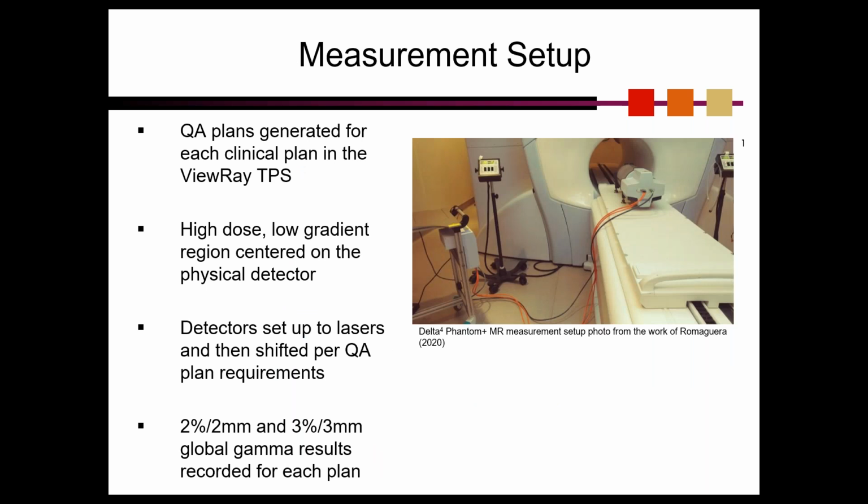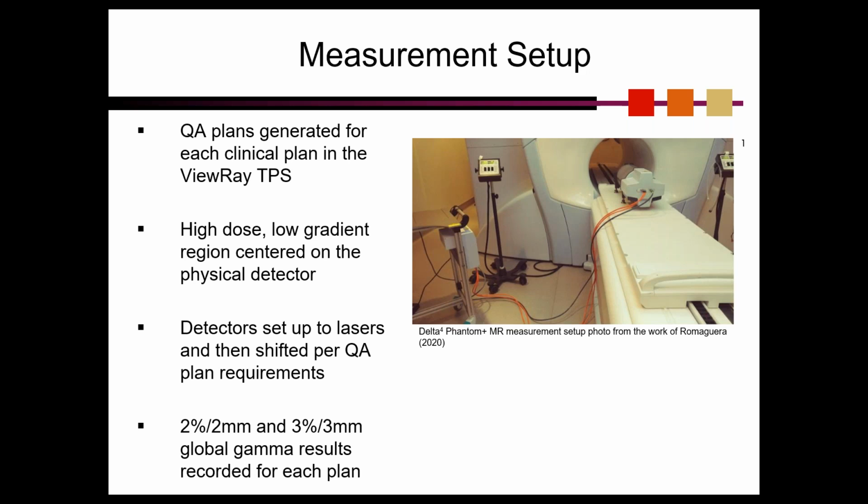Our process for readying the QA plans for measurement followed our typical clinical workflow. Using the ViewRay treatment planning system, QA plans were generated for each of the selected clinical plans. While planning, we did our best to ensure that high dose and low gradient regions were placed near the geometric center of the physical radiation detectors. We calculated all dose distributions with a magnetic field parameter set to on, a grid resolution of 2 millimeters, and an uncertainty set to 0.5%.